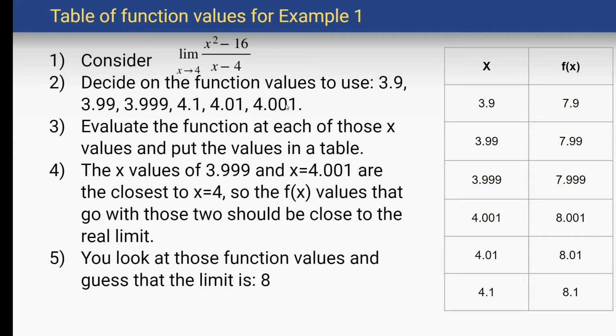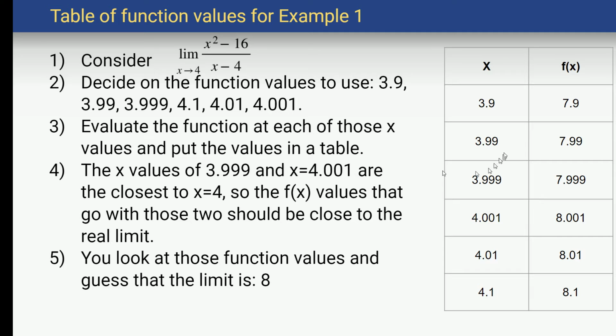So you make a table of values. You have a column for the x values where you put those x values, the 3.9 up to 3.999, and the 4.1 up to the 4.001. Now you'll notice if you look at this column here that I have 3.9 up to 3.999. And then when I go to the 4s, I put 4.001 first instead of 4.1, right?